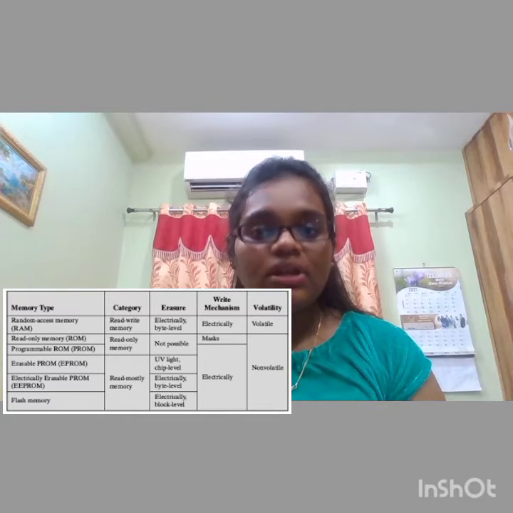This is a table that shows the major types of semiconductor memory. The most common is referred to as random access memory. We all know that RAM is volatile, and RAM must be provided with a constant power supply. If the power is interrupted, the data will be lost. So RAM can be used as temporary storage. RAM is divided into two types: one is dynamic RAM and one is static RAM.